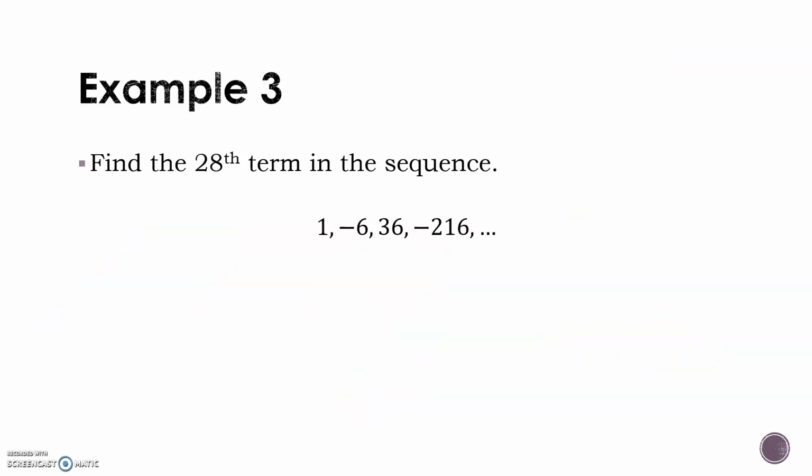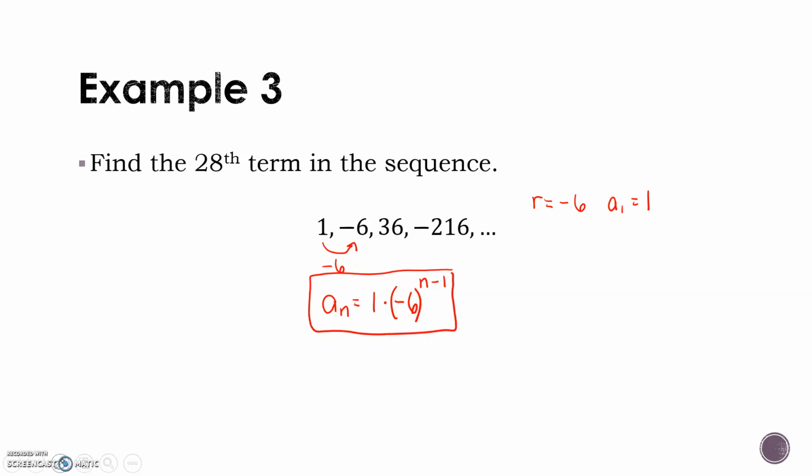This one says find the 28th term in the sequence. So I'm going to find my ratio, which it looks like I'm multiplying by -6, and my first term, which is just 1. So a sub n equals the first term times (-6), and this time I'm going to put it in parentheses because of that negative, to the n minus 1. Formula done. That's the first half of the problem. The second half is to substitute in 28.